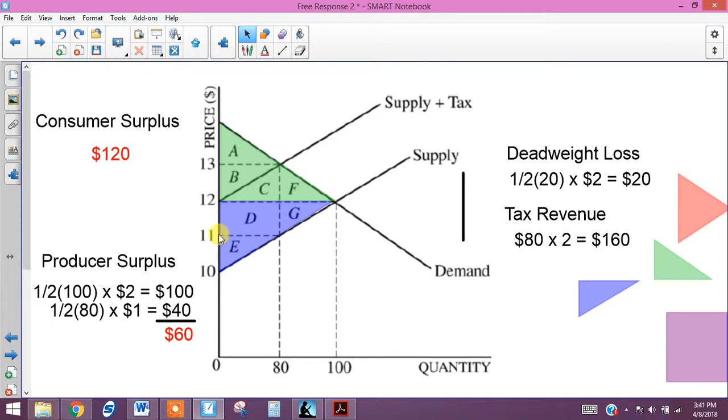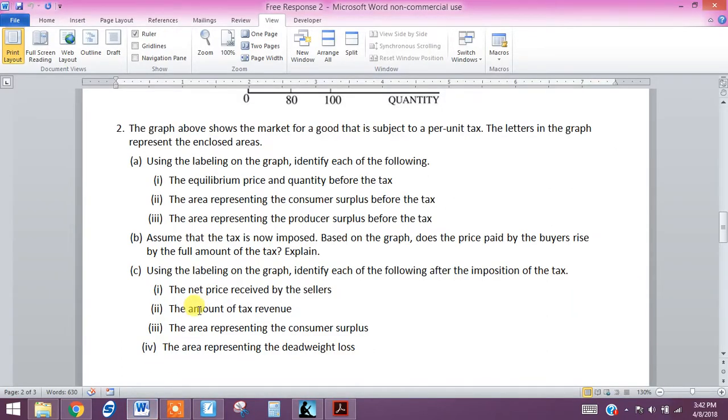So we can assume that the amount that the producers are going to receive for each unit is going to be $11, and then the other 2 goes to the tax, because the price the consumers are paying is 13, and the amount that the suppliers or the producers are receiving is $2 less, or $11. Okay, $11. The amount of tax revenue.